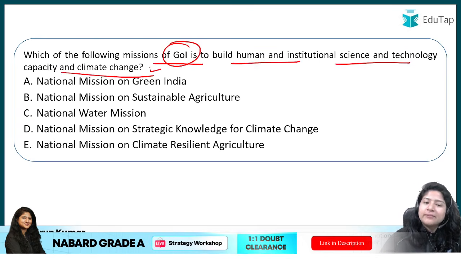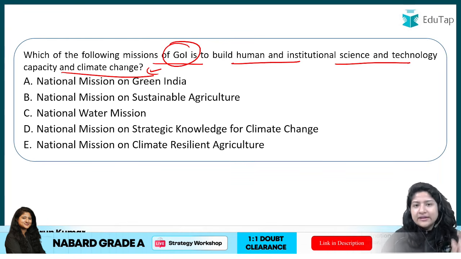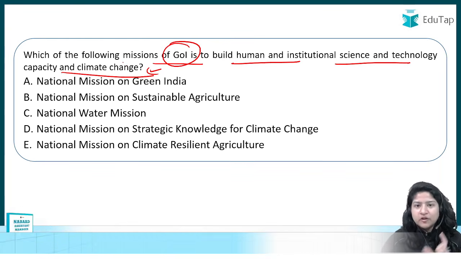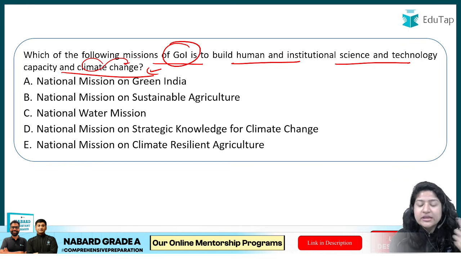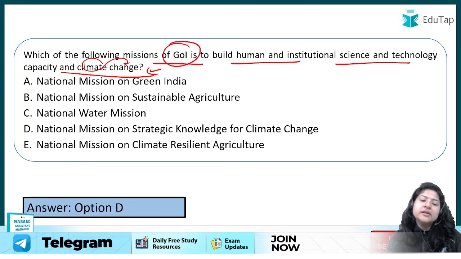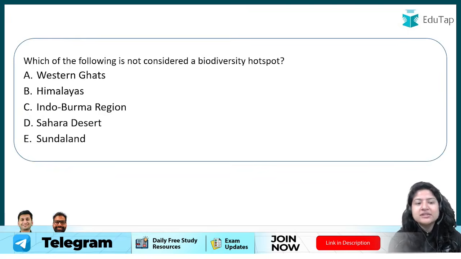related to your current affair, and I said before ecology and climate change is part of your current affair, is part of your syllabus, and a lot of current affairs you are looking at, those have been asked from it, right? Option number D, National Mission on Strategic Knowledge for Climate Change is the correct answer.